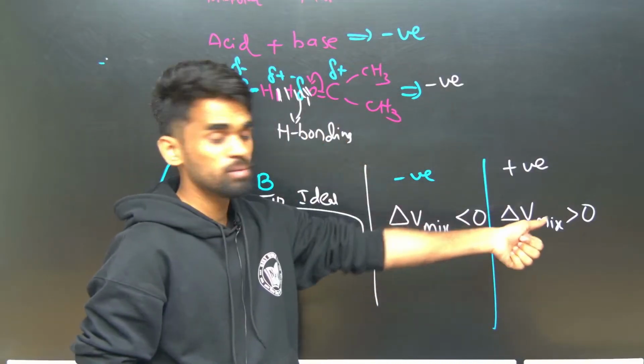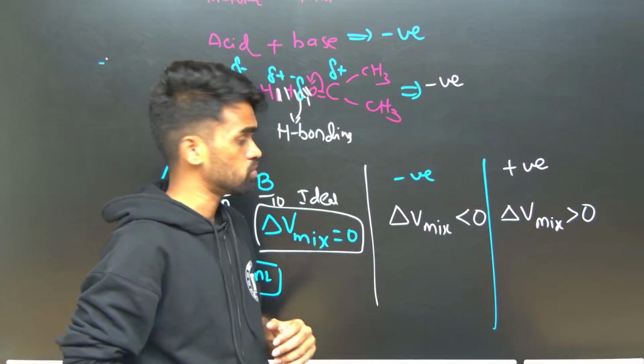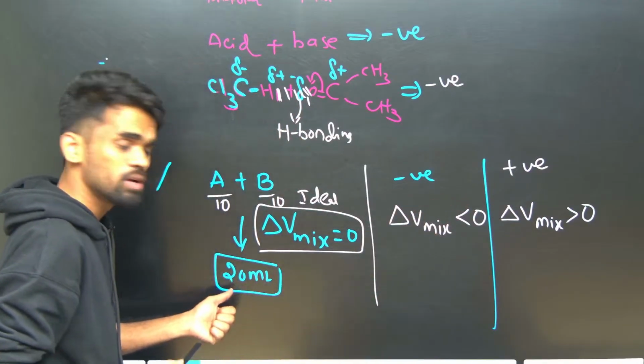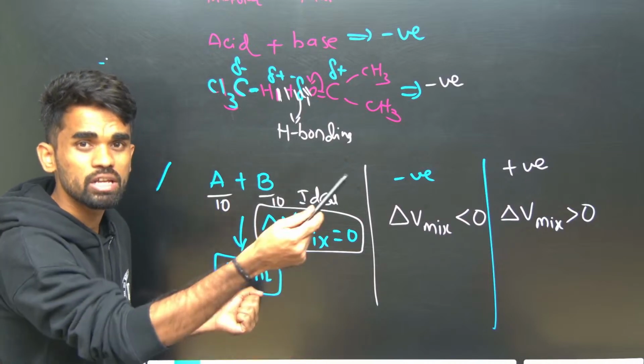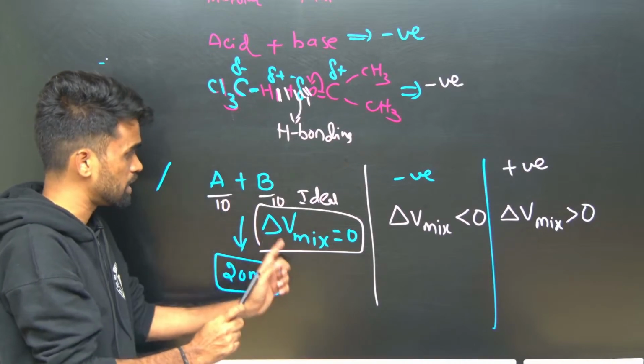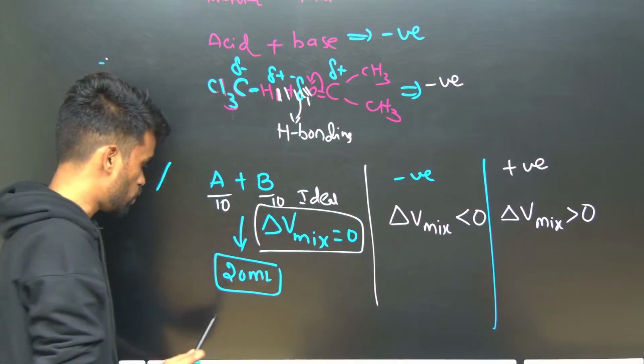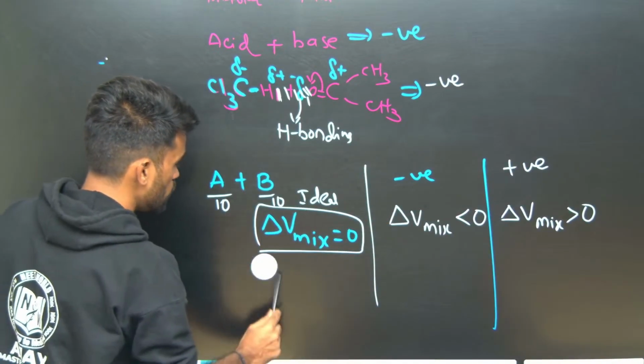So if delta V mix is positive, you can say positive deviation. It means it will become more than 20 ml. It can be 20.5, 20.2 or 21, something like that. You can understand that is what delta V mix means. Okay, so the next thing you need to understand.